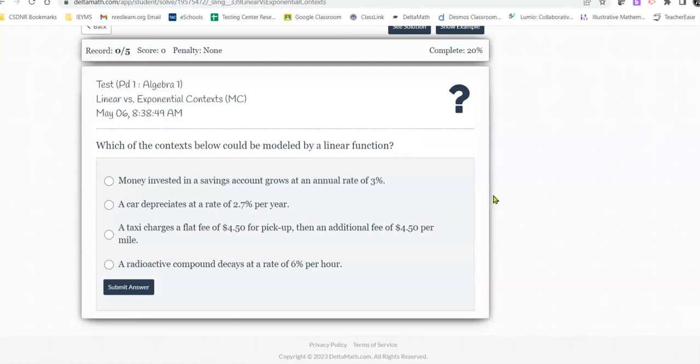So we want to concentrate on looking for something that is not a percentage. So that would make this one wrong. No percentages, because a percentage is an amount that changes each time. So here we go. A flat fee, that's the initial value, and then the rate of change, 450 per mile. So we're going to select this one here.